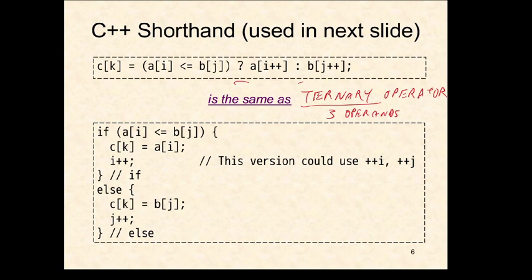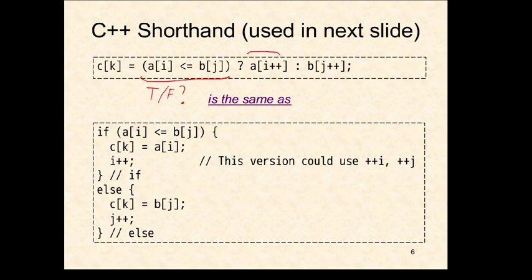So what the ternary operator does is it has three portions. The first part here is an expression to test for true or false. So this is evaluated, is it true or false? This section here is the result if true, and this region is the result if false, if the first expression is true or false.